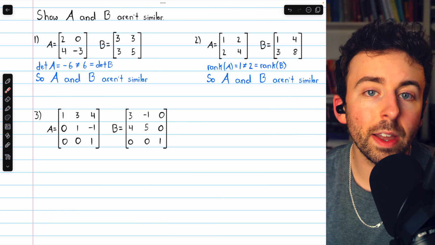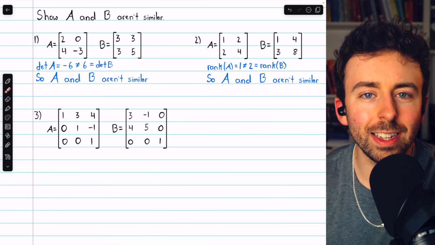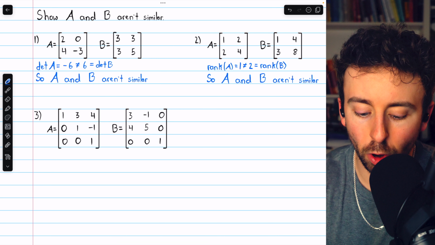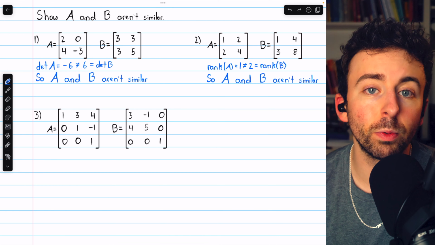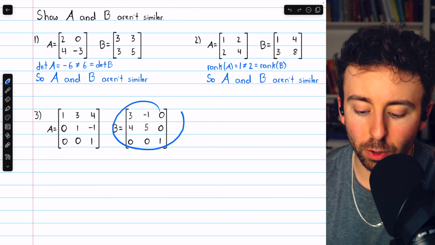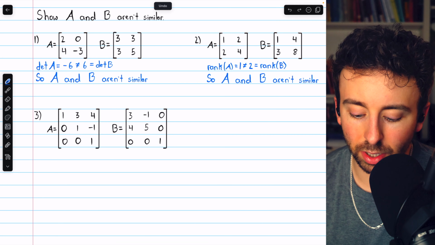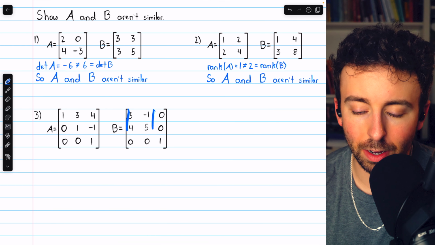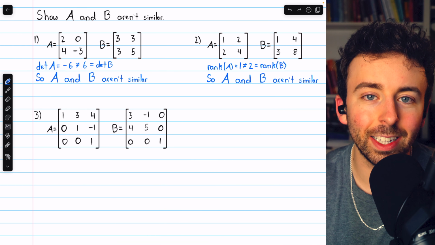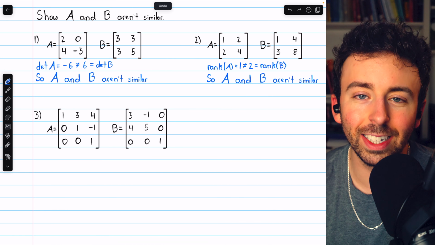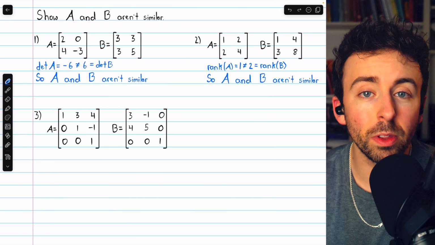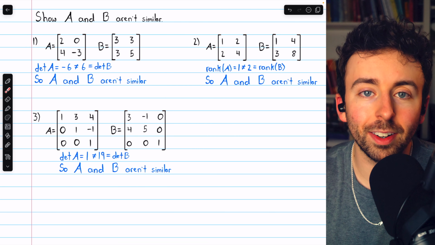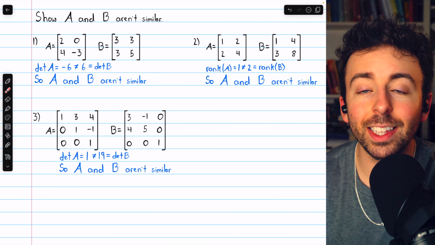In this third example, we have 3 by 3 matrices, however, it's pretty easy to calculate their determinant. This matrix is an upper triangular matrix, so its determinant is just the product of its diagonal entries, which happens to be 1. In this matrix, we can find its determinant easily by using a cofactor expansion along the third row. That's going to end up being 15 minus -4, so 19. So determinant of 1, determinant of 19. The determinants are not the same, so the matrices cannot be similar. So that's an easy way to verify if two matrices are not similar. Just find a similarity invariant that they don't have in common.